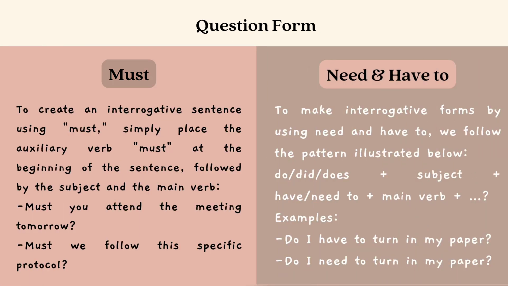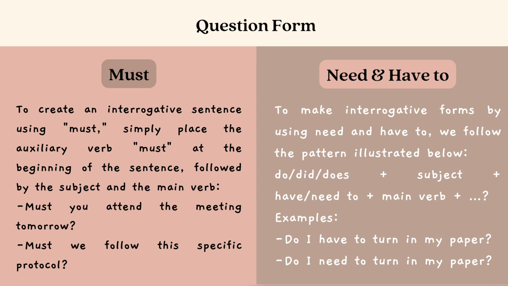Question form. Must. To create an interrogative sentence using must, simply place the auxiliary verb must at the beginning of the sentence, followed by the subject and the main verb. For example, must you attend the meeting tomorrow? Must we follow the specific protocol?